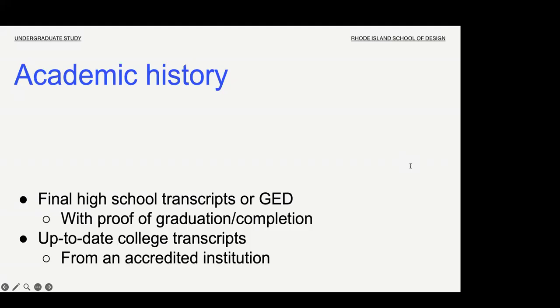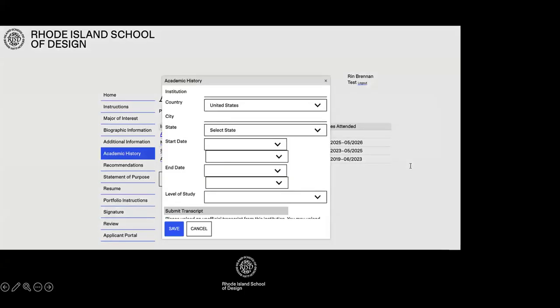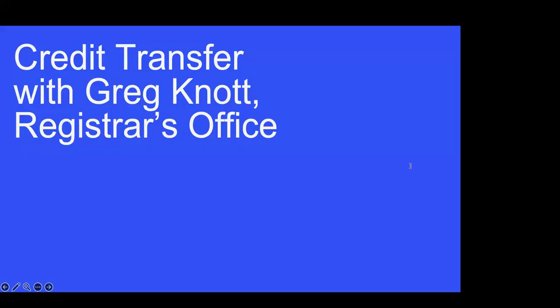These can be unofficial or official, but just know that if you do end up coming to RISD, we will need those official copies. So in the application, you're going to click Add Institution. You'll fill out all the information it asks for, all the usual stuff. And again, this is where you'll attach your transcripts for us to review. Our team will use this information to determine eligibility and preparedness for transferring to RISD. For more on that, I'm going to pass it off to my colleague, Greg.